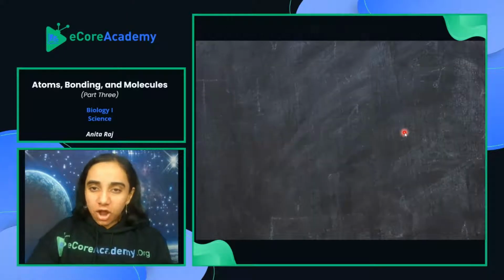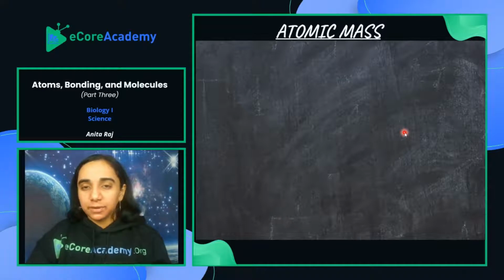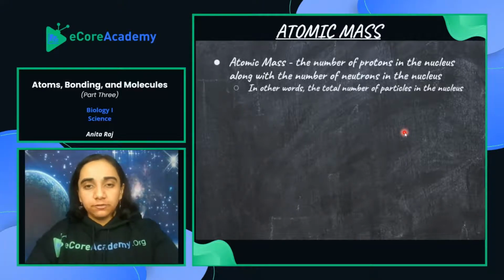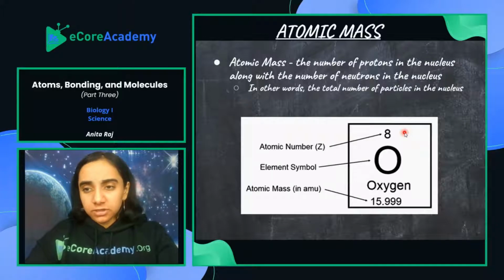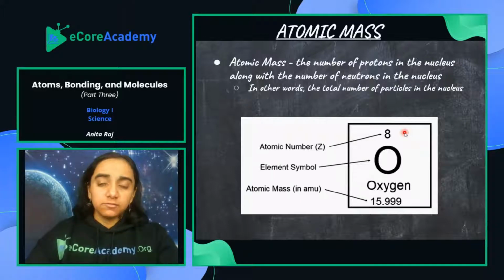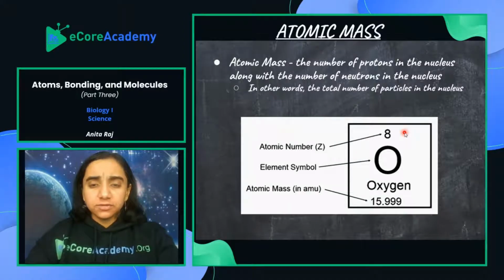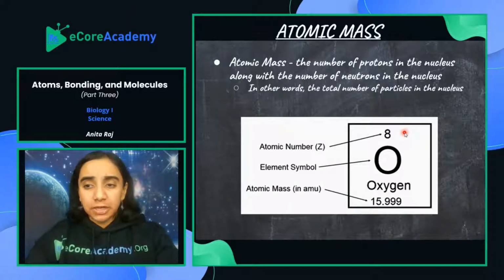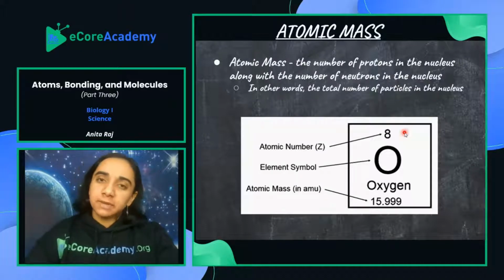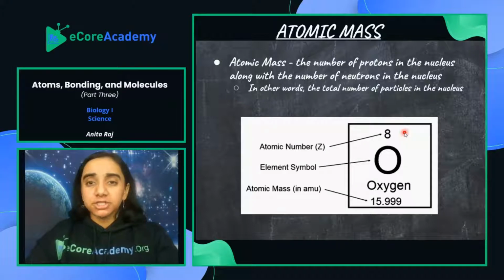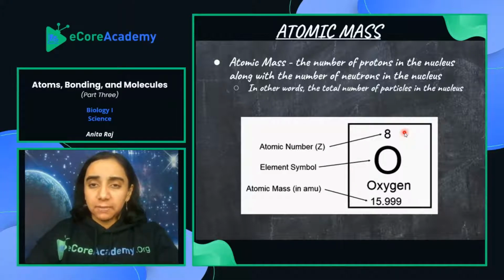And let's talk more about this concept of atomic mass, atomic number, and so forth. So let's first talk about atomic mass. Atomic mass is the number of protons in the nucleus along with the number of neutrons in the nucleus. So if you want to think of it in other words, as I wrote here, it's the total number of particles in the nucleus. If you want to think of it this way: how large is the nucleus? How much space does the atom take up? How large is the atom? That would pretty much be your atomic mass.